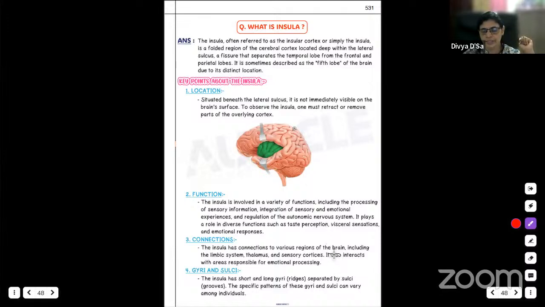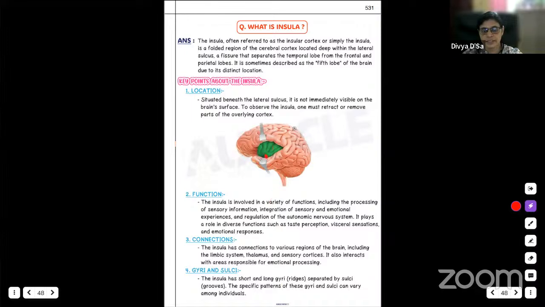Connections: it has various connections, including the limbic system. So it connects with the limbic system, with the thalamus and the sensory cortex. It also interacts with the areas responsible for emotional processing too.